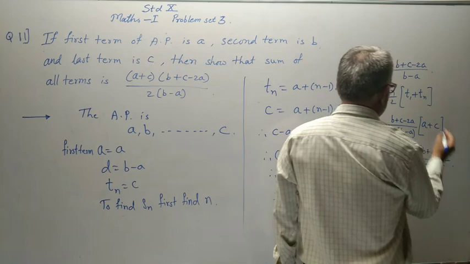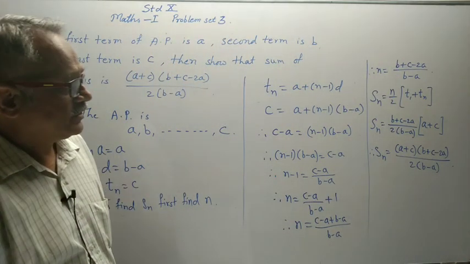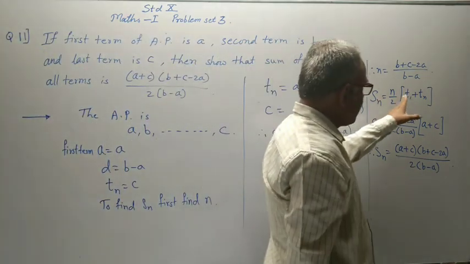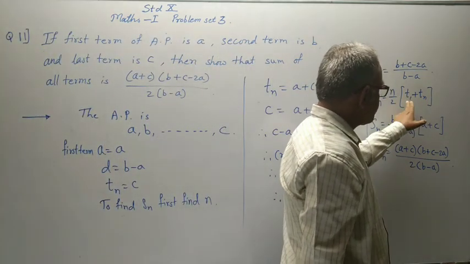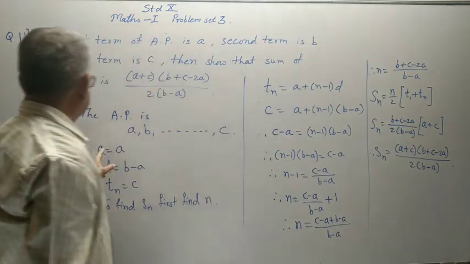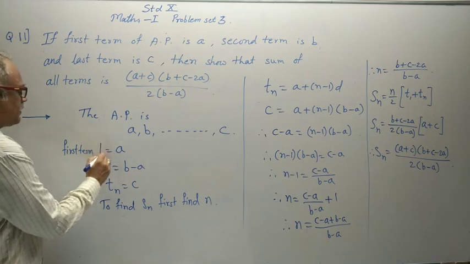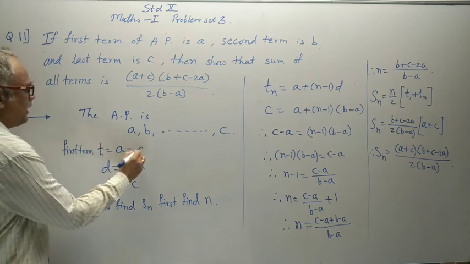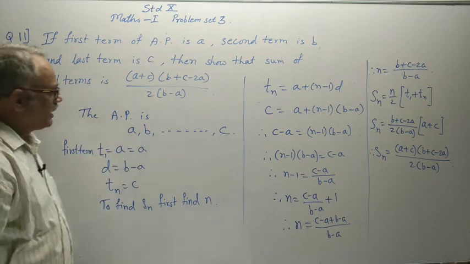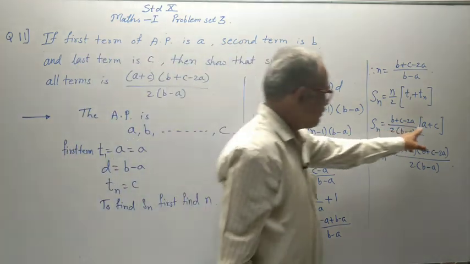I will repeat how this part comes, because some of you may not understand. For Sn there are two formulas, n by 2 bracket first term plus last term. First term T1 is a, generally we denote it so, and here also it is denoted by a. And the last term Tn is c. So a plus c.